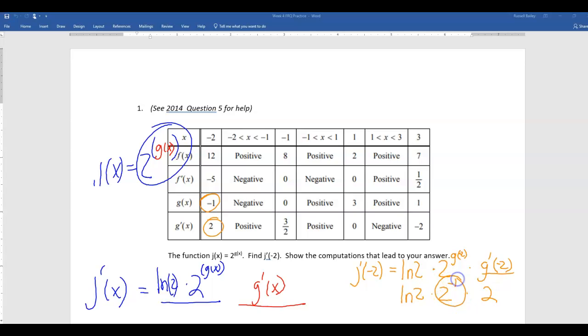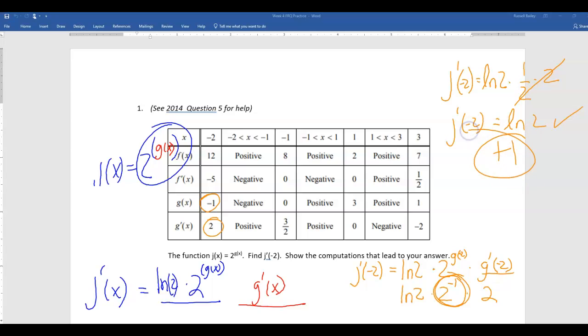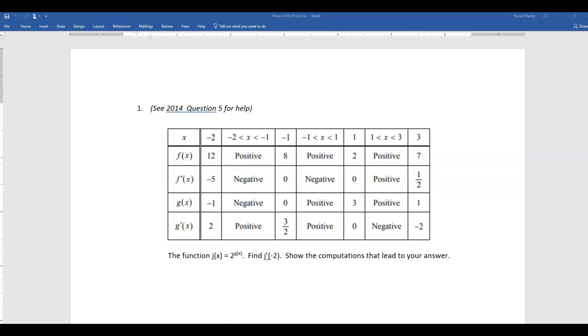Now, 2 to the negative 1 power, that basically means 1 over 2. So I've got ln of 2 times 1/2, and then we have times 2. Now these cancel each other out, and therefore j prime of negative 2 is equal to ln of 2, and we're done. That's as far as we're going to take it. So that would be worth the other point there. So we have 2 points. 1 point is for the derivative, 1 point is for the answer. Let's go ahead and take a look at our next one.